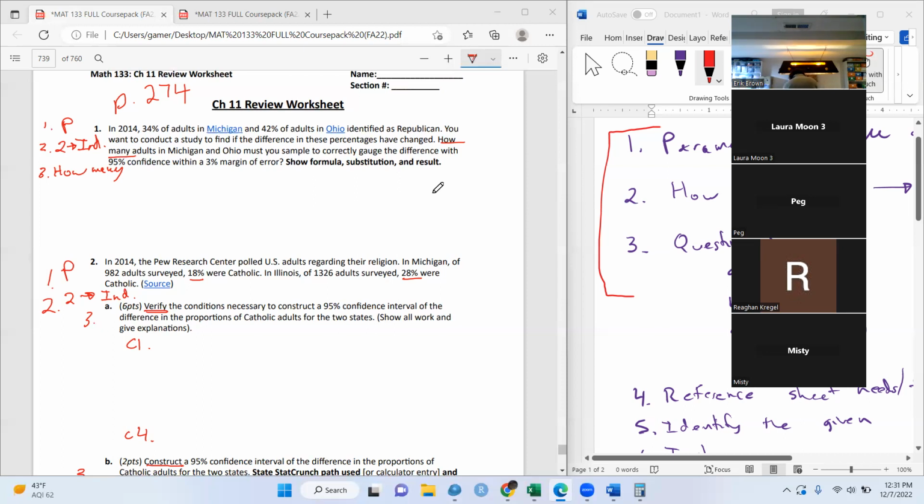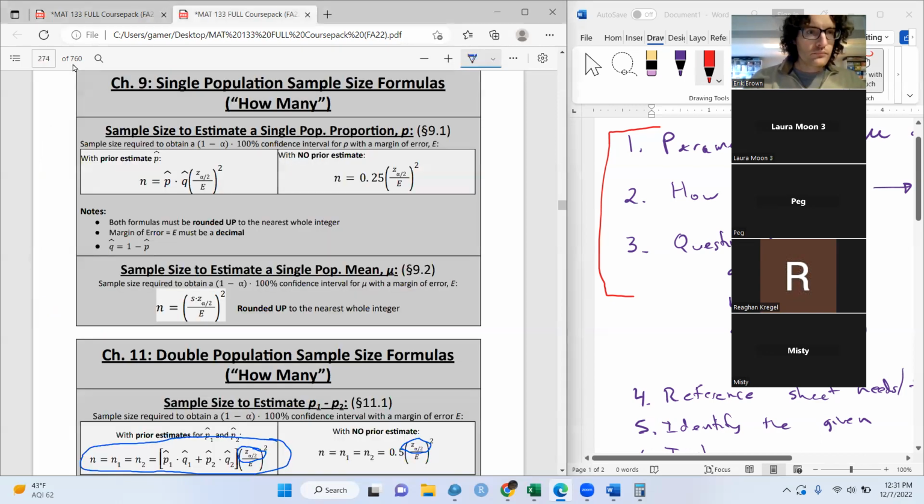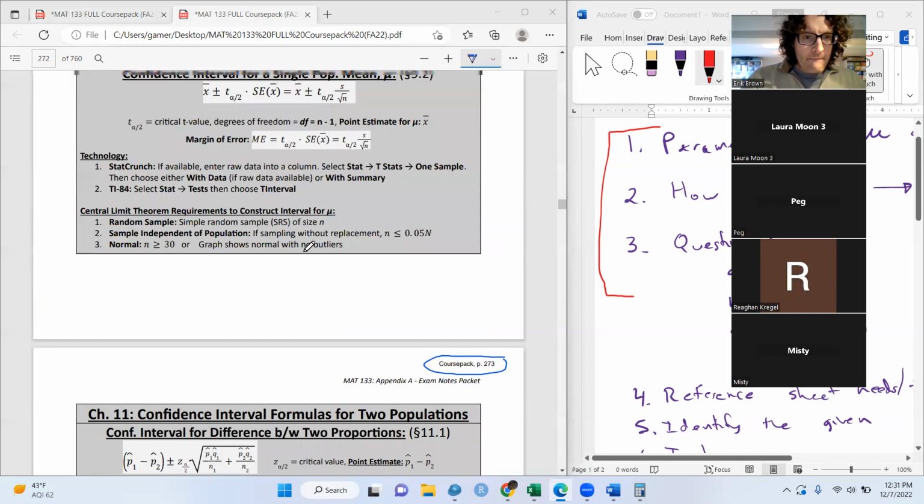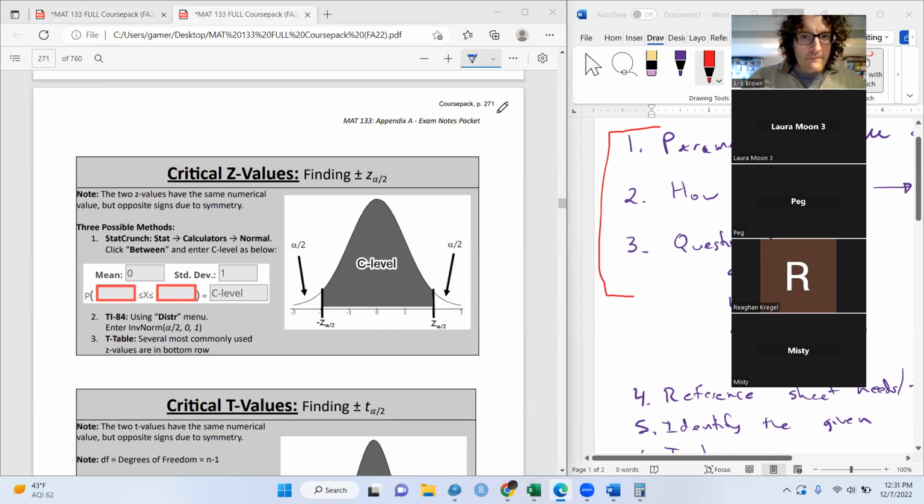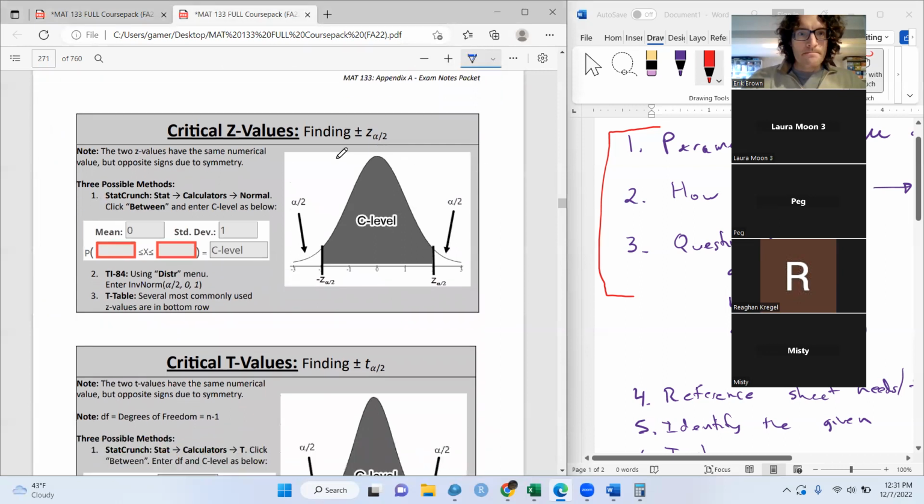Eric, how do I get Z alpha over 2 over error? I mean, I know how to get P1, P2, Q2, but then how do I find my critical Z? Okay. That's all I needed. Now I'll just have to figure it out. Oh, so it's StatCrunch.